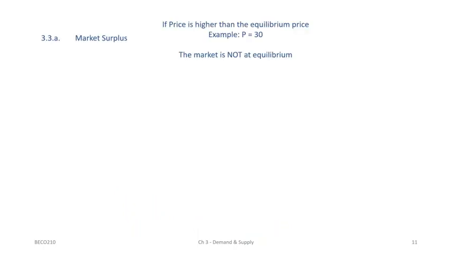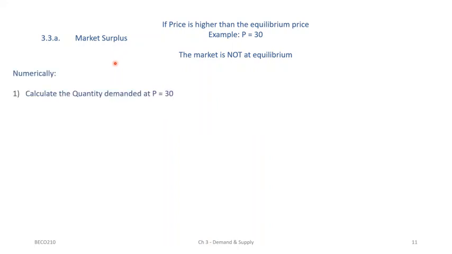For any reason, the price can be greater than the price at equilibrium. For example, P equals 30. Let's remember that our equilibrium price was 20 and our equilibrium quantity was 2. So P equals 30 is obviously not our equilibrium. At price equals 30, or any price higher than equilibrium, we have a market surplus. We'll explain what market surplus is.